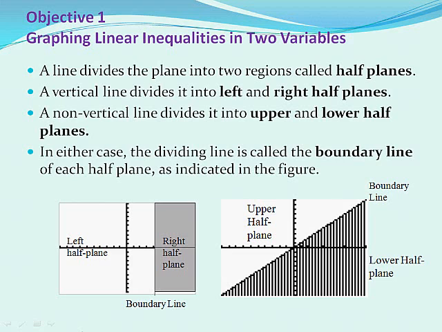A line divides the plane into two regions called half planes. A vertical line divides it into left and right half planes. A non-vertical line divides it into upper half plane and lower half plane. In either case, the dividing line is called the boundary line of each half plane, as indicated in the figure.